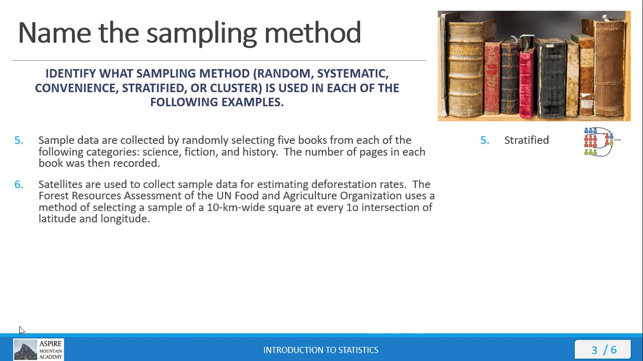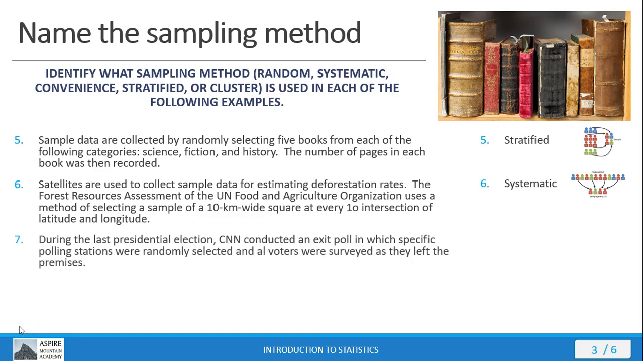How about this one? Satellites are used to collect sample data for estimating deforestation rates. The Forest Resources Assessment of the UN Food and Agriculture Organization uses a method of selecting a sample of a 10-kilometer wide square at every 1 degree intersection of latitude and longitude. Well, here we have systematic sampling. Remember, anytime you have samples taken at set intervals, you have systematic sampling.